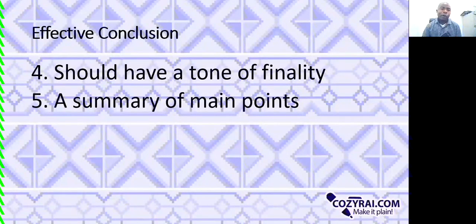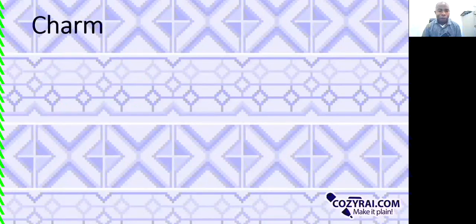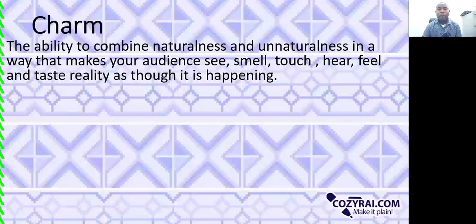And then, of course, you need one final quality, as we would show in this video, which is charm. Not the one that people cast on others to remote control them, no, but a charm in such a way that your audience feel you and you feel your audience. What is it? The charm in public speaking is the ability to combine naturalness and unnaturalness or artificialness in a way that makes your audience see, smell, touch, hear, feel, and taste reality as though it is happening.